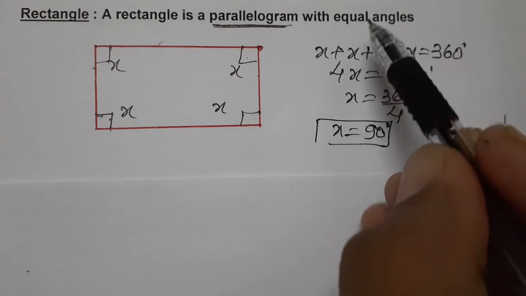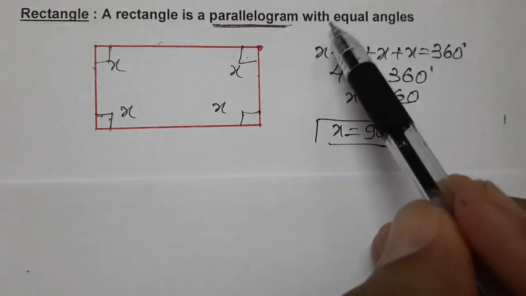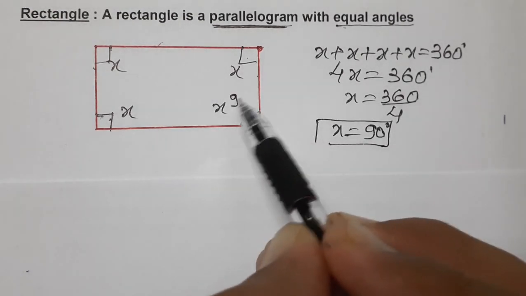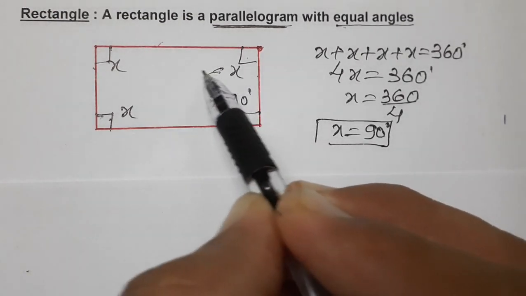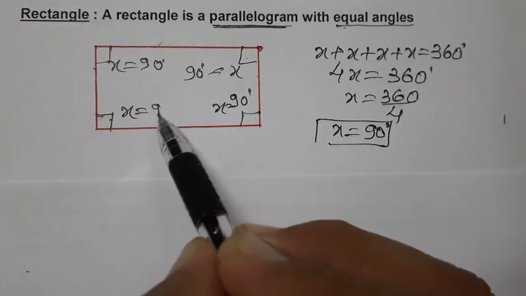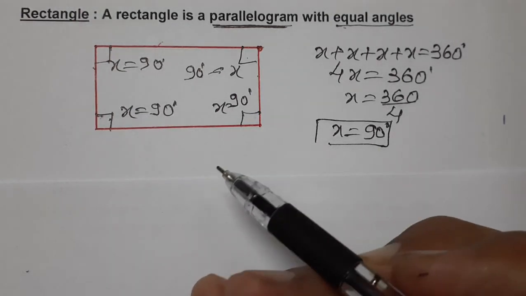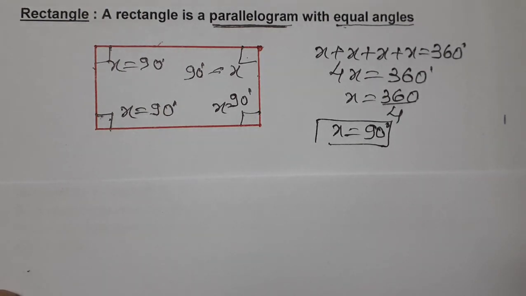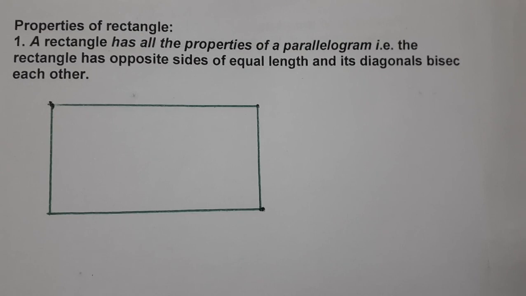That means a rectangle is a parallelogram with equal angles, and each angle equals how much, children? 90 degrees. All angles equal 90. So it is a special parallelogram with all angles 90. Now let us study its properties. Now see, children, properties of rectangle.